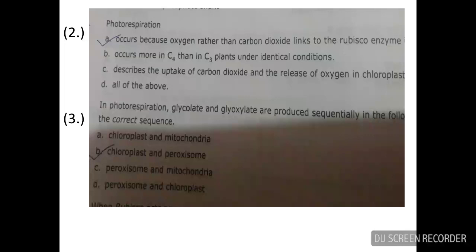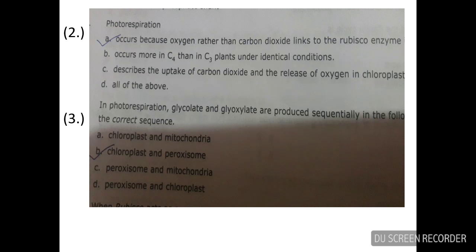Now move to the next question. Question number 2. What is photorespiration and what is the process of photorespiration? Okay, so photorespiration, option A: occurs because oxygen rather than carbon dioxide is linked to the Rubisco enzyme. Yes, this is absolutely true. The photorespiration process occurs when oxygen rather than carbon dioxide is linked to the Rubisco enzyme.